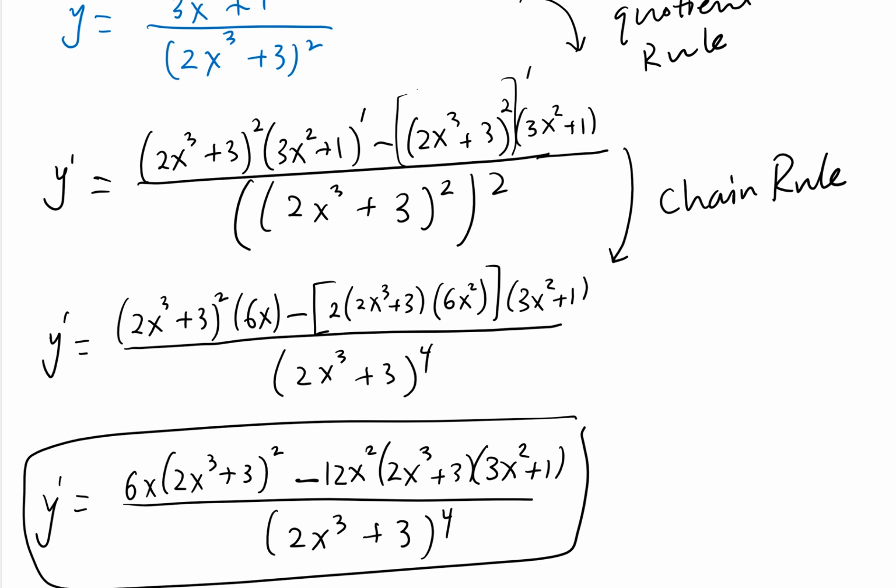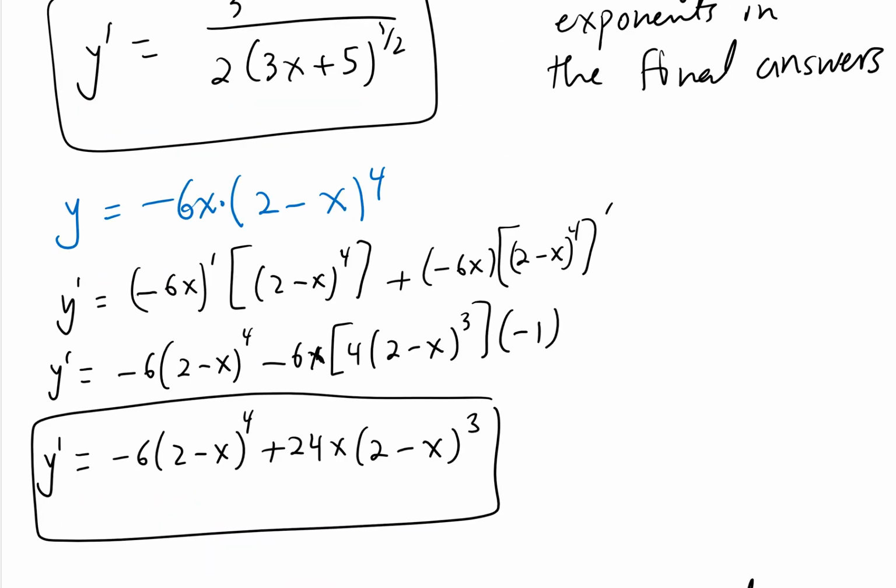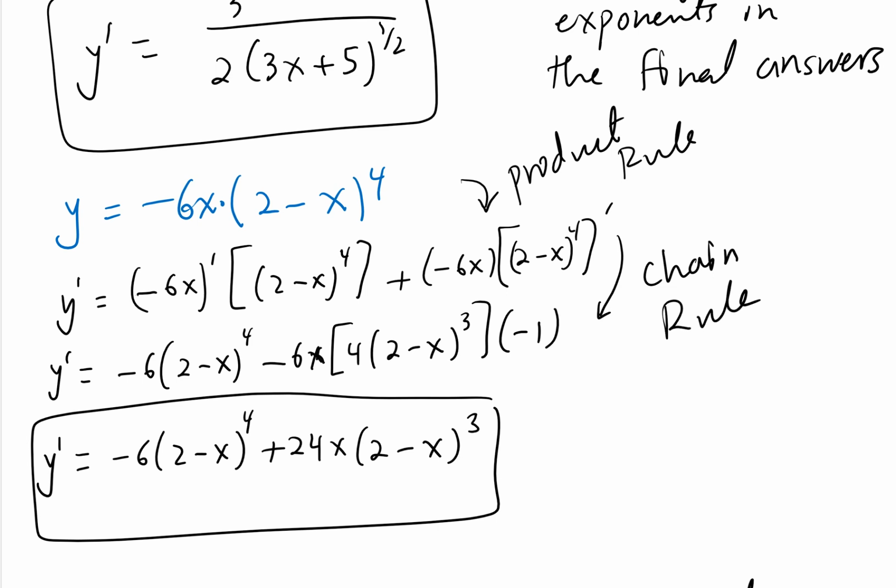Can you show the first one again? Sure, yeah. The first step, you mean the first one here? Yeah, the first one. From here to here, I use product rule. From here to here, I use the chain rule. Everyone okay with that?